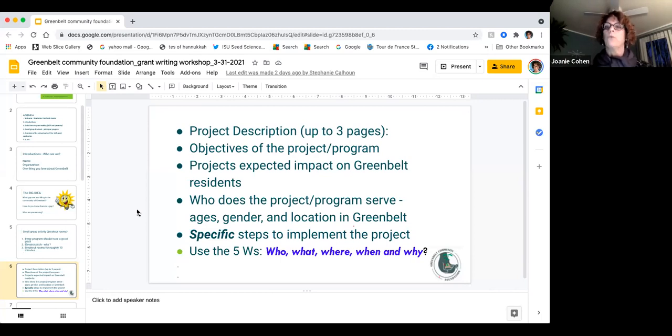The way the grant works is you start with a project description, and you only have 3 pages, which is why we do the elevator pitch. So you can narrow and tighten the way you think about the monies that you're asking for. You begin with the objective. What is the objective of the project or the program? What is the objective of the music program?